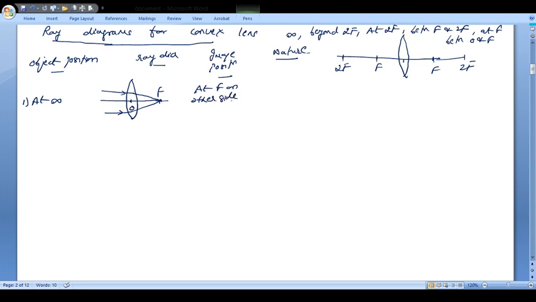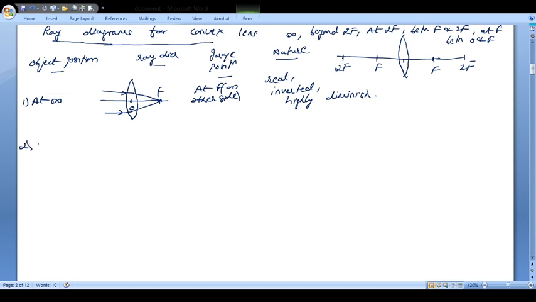You can say F also on the other side. It is just for your reference. What is the nature? Now see here, no dash lines are used, so it is real. It will be inverted. And what can you say about the size? Highly diminished. So this is the first case.